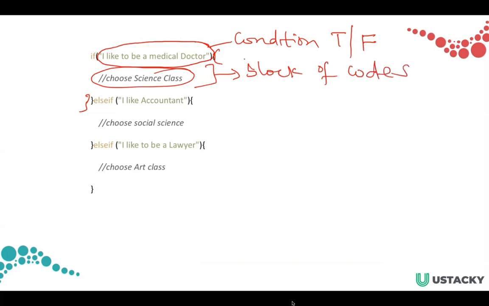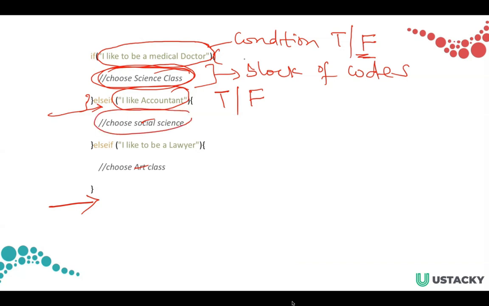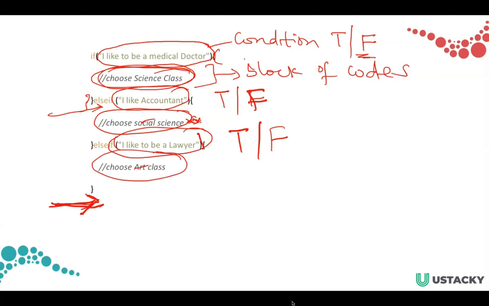If this is executed, these other conditions will be skipped, and the next line of execution will jump to this point. But if this condition is false, this will not be executed, and the point of execution jumps to this point. This is also another condition, which can be either true or false. If it is true, this will be executed, and the next line of execution is this point. But if this is false, this will not be executed, and this will be checked. This is also another condition, which can either be true or false. If this is true, this will be executed, and the code continues here.